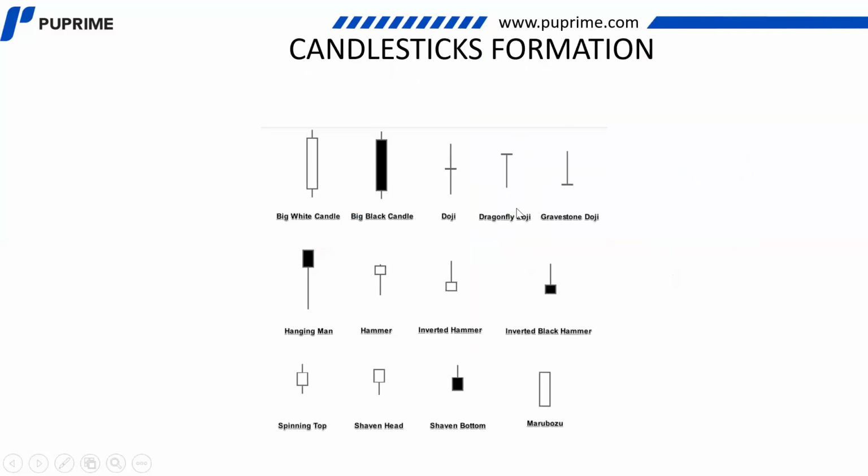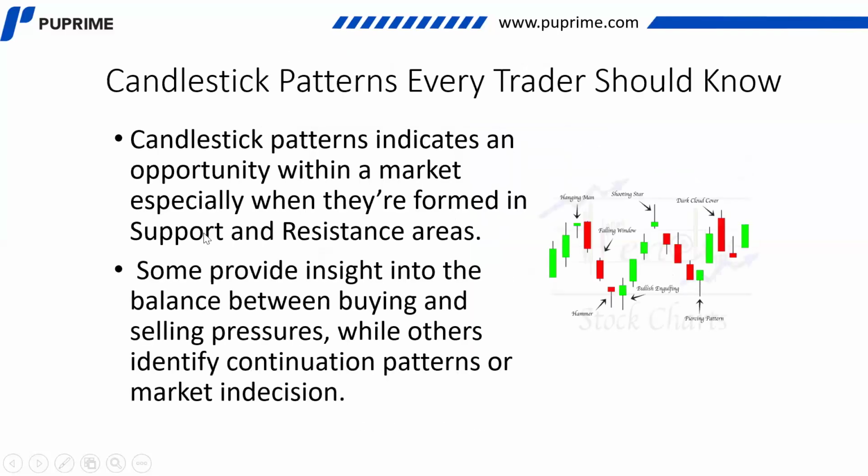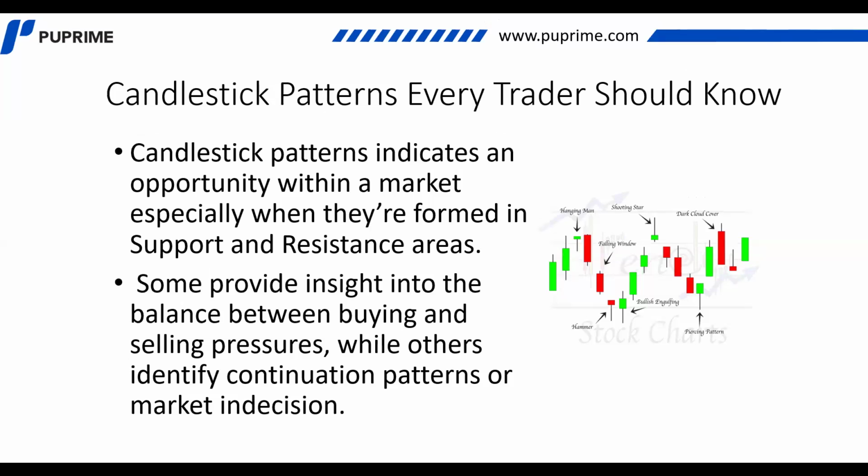Now, what are the candlestick formations that we need to know? These are some of the candlestick formations that we need to know. I'll be explaining them one after the other. Candlestick patterns indicate an opportunity within a market, especially when they are formed at support and resistance areas. So taking us back to support and resistance, who can tell me the meaning of support and resistance? Where is a support area and where can we classify a resistance area? Can anyone tell me?